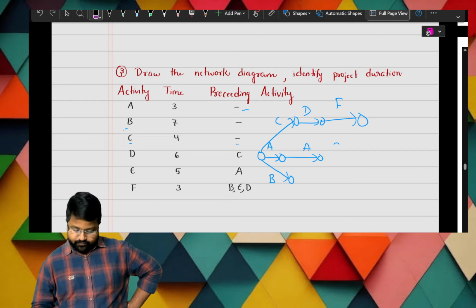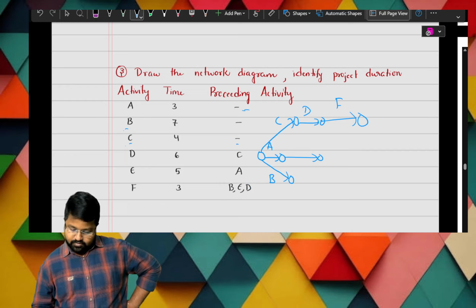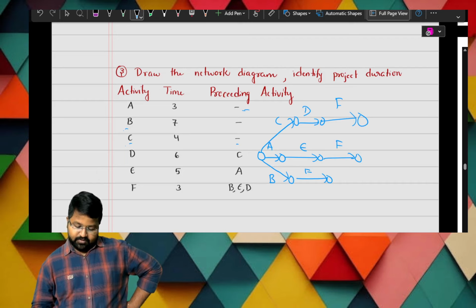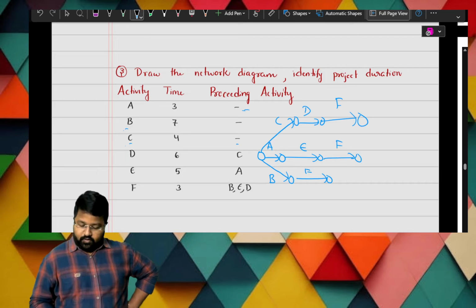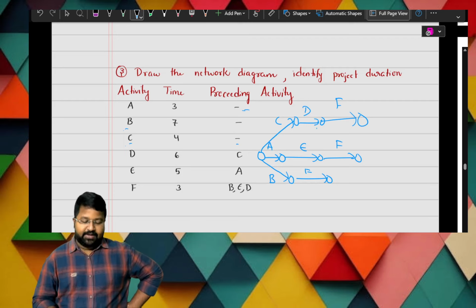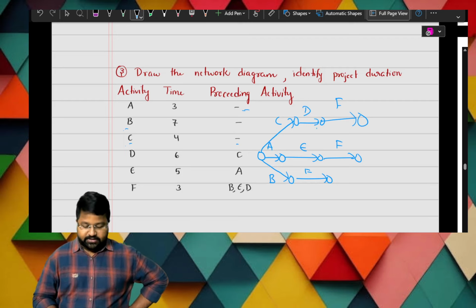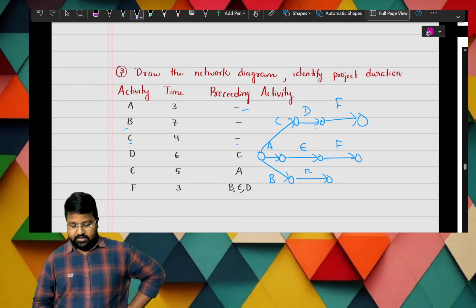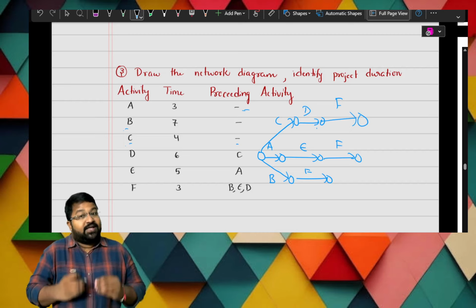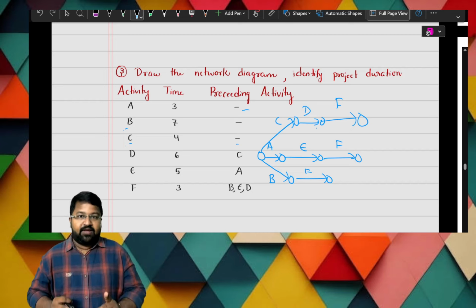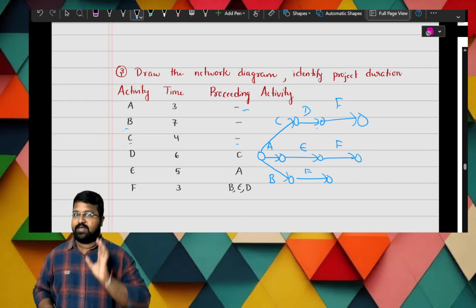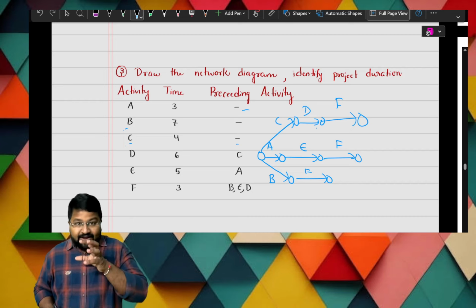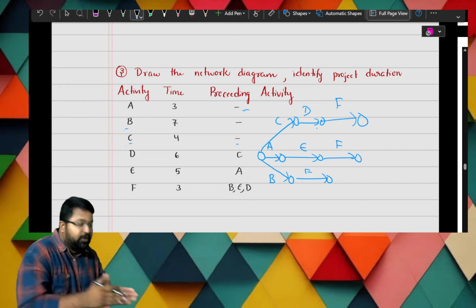So this is wrong. This is D, no? E. So here it starts F, and here it starts F. Is it right? Here D got ended, so automatically I started F. Here E got ended, I started F. And here B, and I started F. Is it right? No. Because F is only a single activity, but I am repeating it 3 times. So for this sake, I am telling you to draw with a pencil. Why? Because after making some mistakes, we are driven to the correct path.